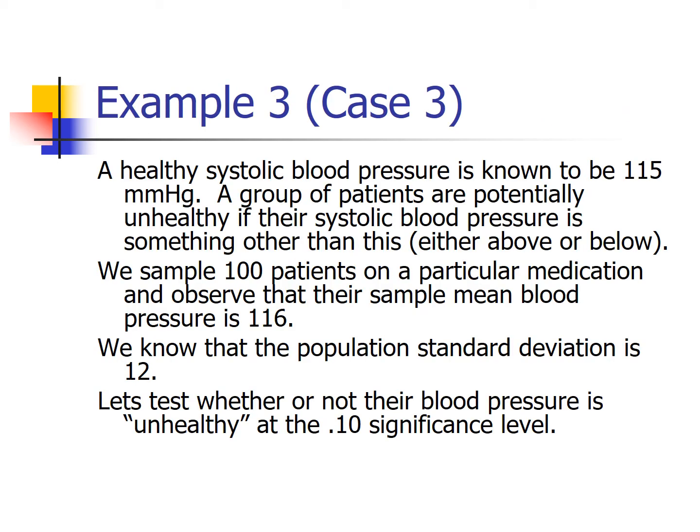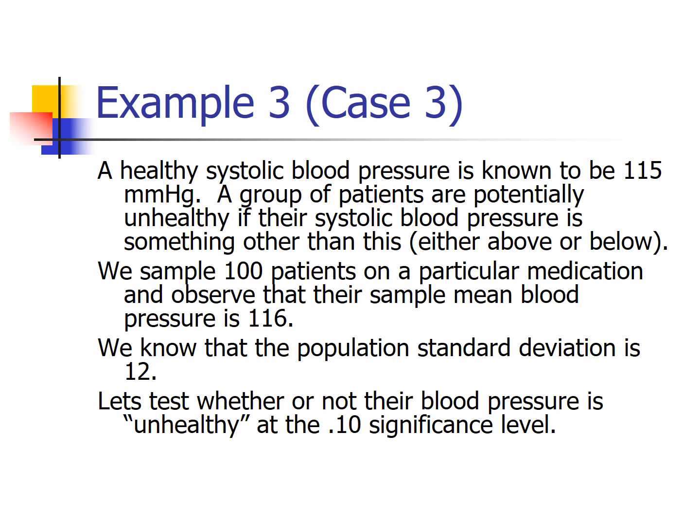Last example. A healthy systolic blood pressure is known to be 115. A group of patients could be unhealthy if it's more or less than that. Let's say that we have 100 patients on a particular medication, and we want to test whether that medication has adverse side effects with respect to blood pressure. We'd be interested in determining if the medication is giving them elevated blood pressure or depressed blood pressure.